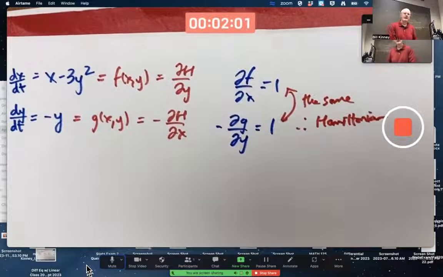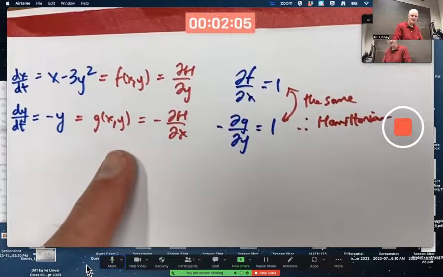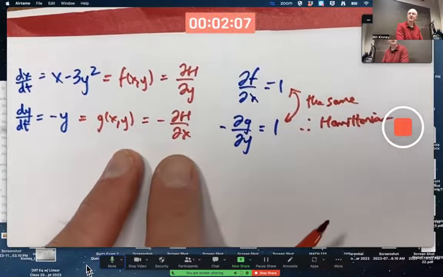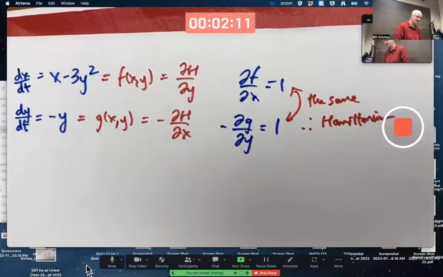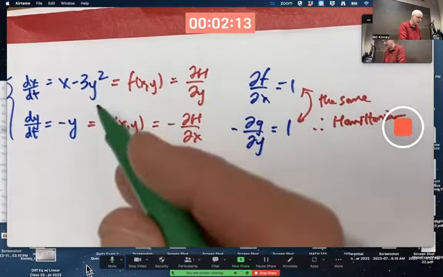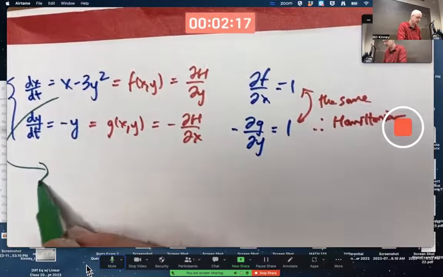Okay? How do you find the Hamiltonian function? Well, because these things are found by differentiation of the Hamiltonian function, you can find the Hamiltonian function from them by integration. Doesn't matter which equation you start with. I'll start with the first equation.